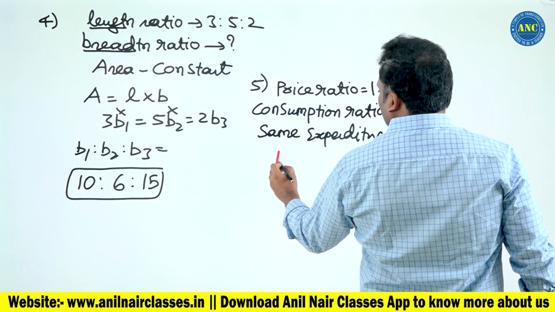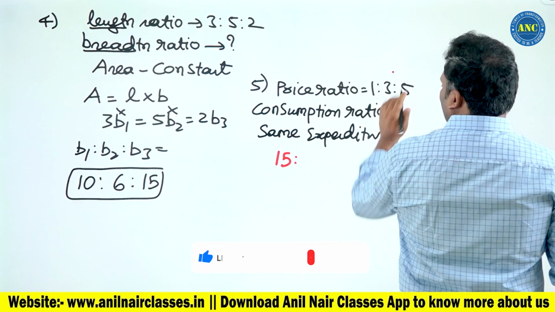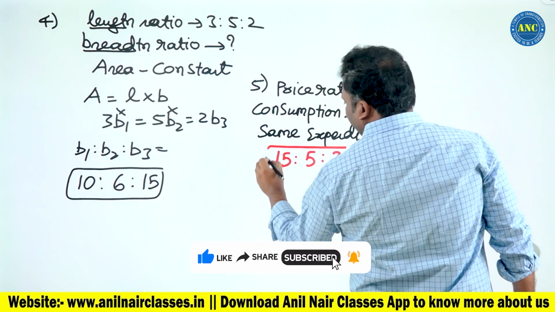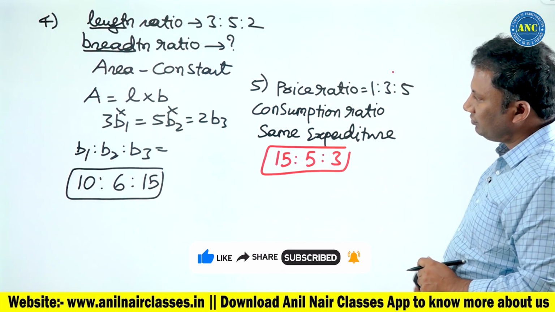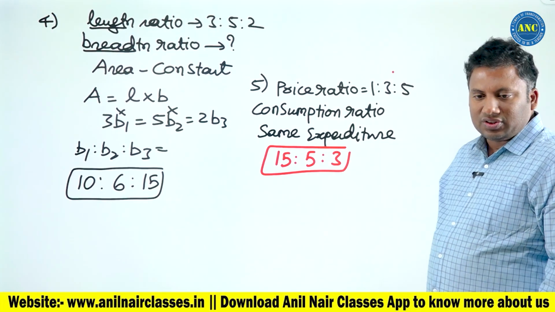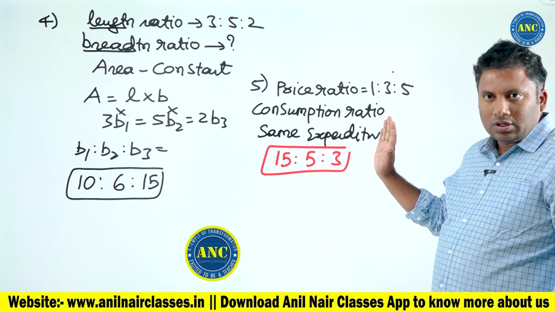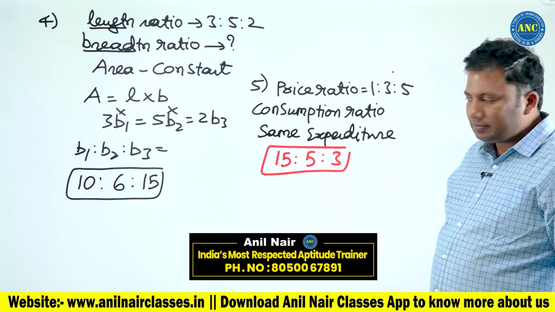Cross 1: 3 5s are 15. Cross 3: 1 5s are 5. Cross 5: 1 3s are 3. So 15 is to 5 is to 3. I hope the concept is clear.